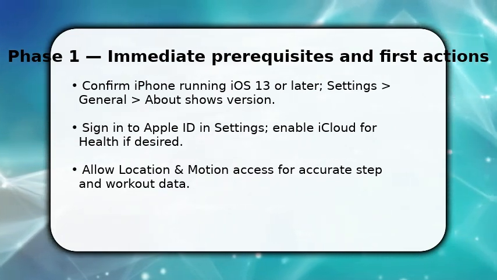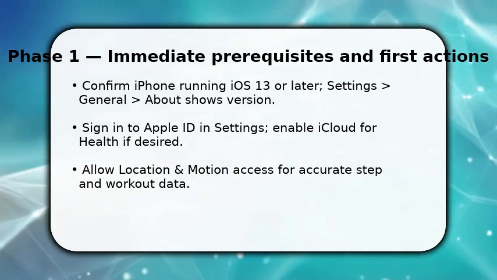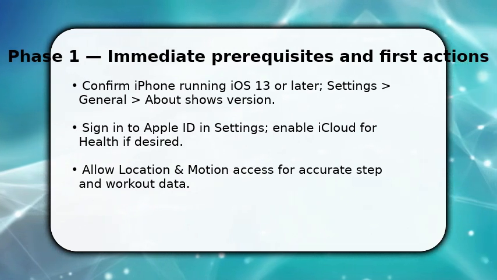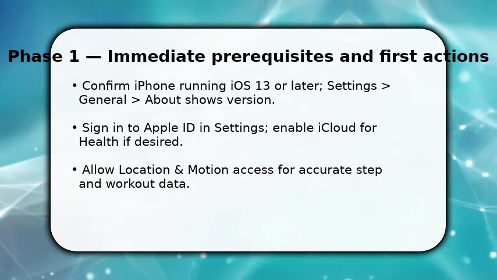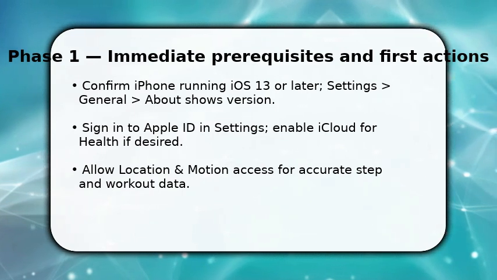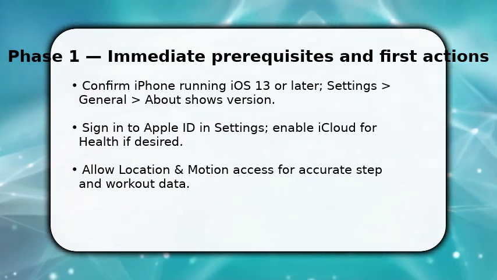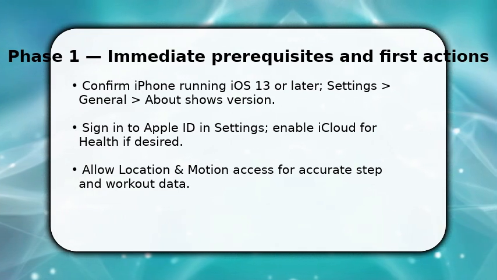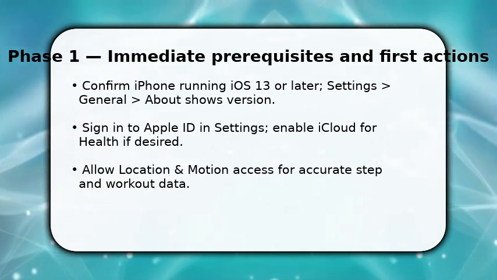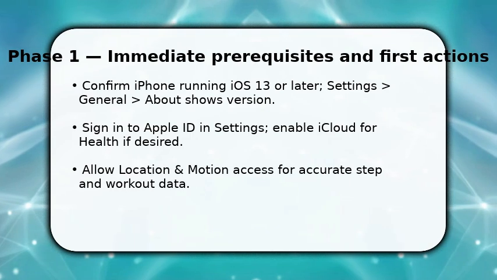Once done, go to Privacy, Motion and Fitness and enable fitness tracking and health apps. Make sure location services permit motion-based features. These prerequisites let the Health app collect accurate data and sync with iCloud if you prefer backups and cross-device continuity.